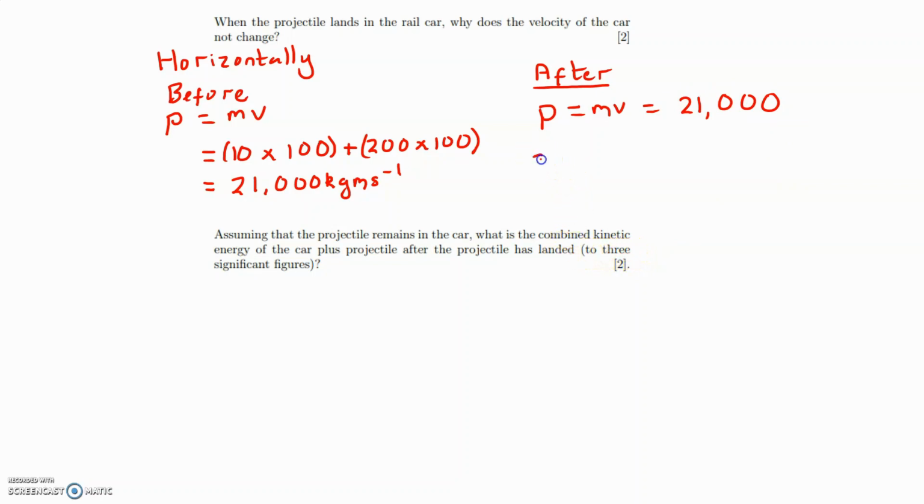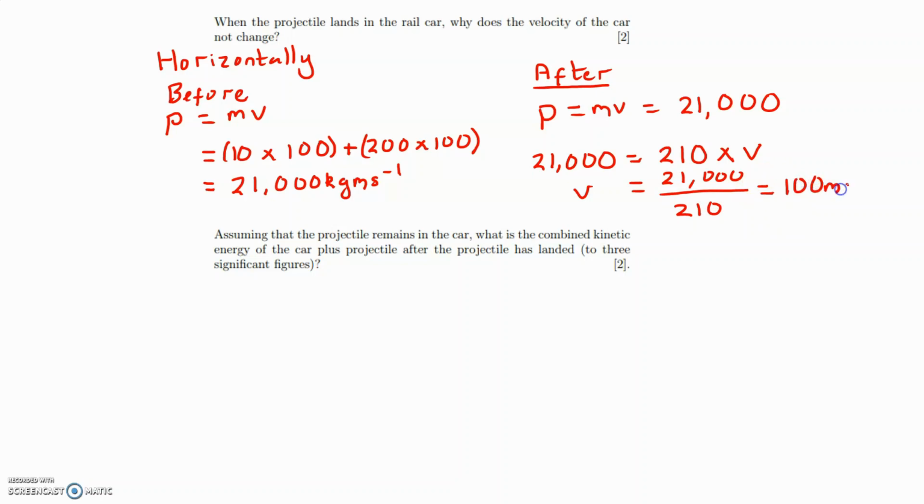And so we've got that 21,000 is equal to the total mass. Now the total mass of the projectile and the car is 210 kilograms, and if we work out 21,000 over 210, which is 100.